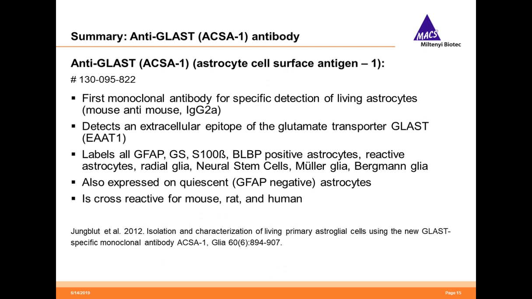So as a summary for the anti-GLAST AXA1 antibody, we can say that this antibody was the first monoclonal antibody that allows a specific detection of living astrocytes, with the isotype mouse IgG2A. This antibody detects an extracellular epitope of the glutamate transporter GLAST, also called EAAT1. We showed you that it labels all GFAP, GS, S100 beta, BLBP positive astrocytes. It also labels reactive astrocytes, radial glia, the neural stem cells, also the Müller glia in the retina and the Bergmann glia. So it's a very broad astrocyte marker. It's also expressed by quiescent, so GFAP negative astrocytes, and it's cross-reactive for mouse, rat, and human.